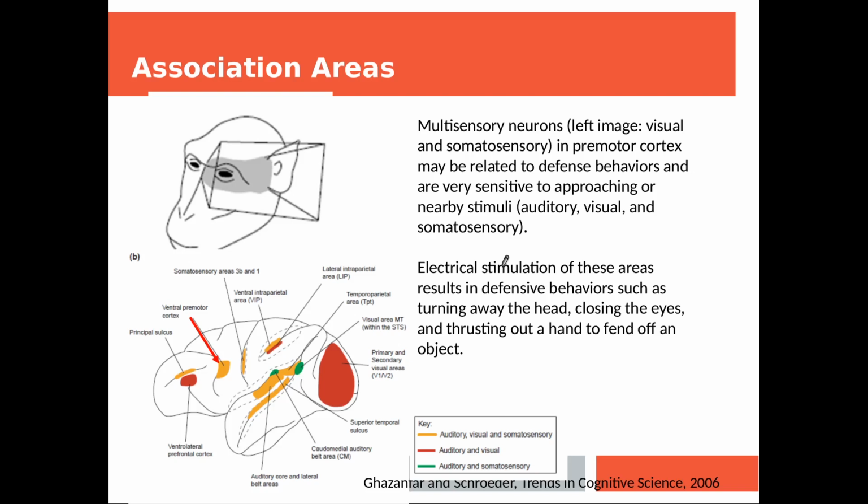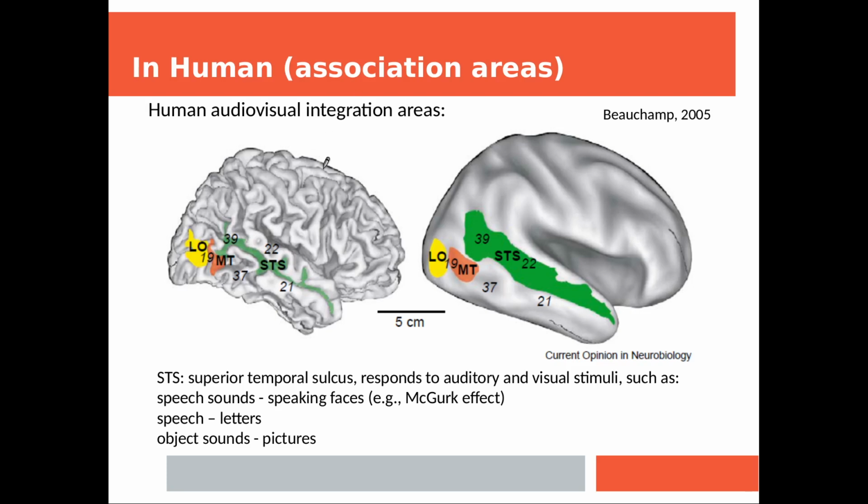A lot of these association areas, though, might be related to defensive behaviors, and they tend to be really sensitive to approaching stimuli or nearby stimuli. They have stronger responses based on the perceived distance of a stimulus. And if you electrically stimulate those areas, it often causes defensive behavior, like turning away, closing the eyes, or holding out your hand to block something coming at you. These are all studied in macaque monkeys.